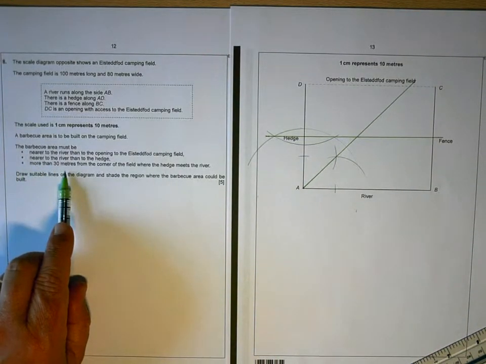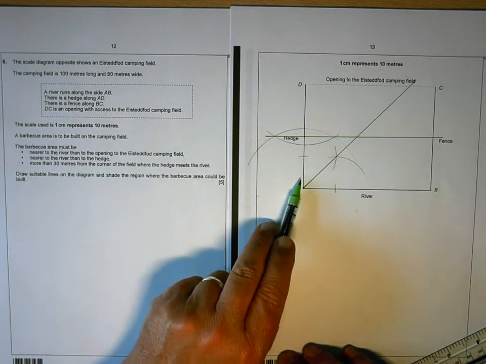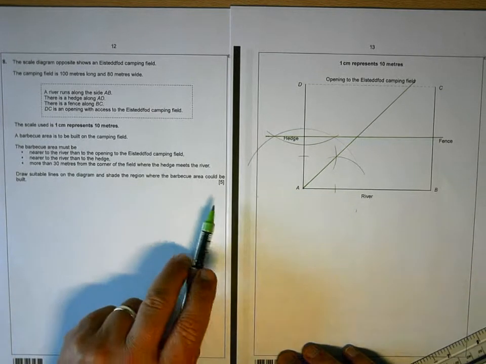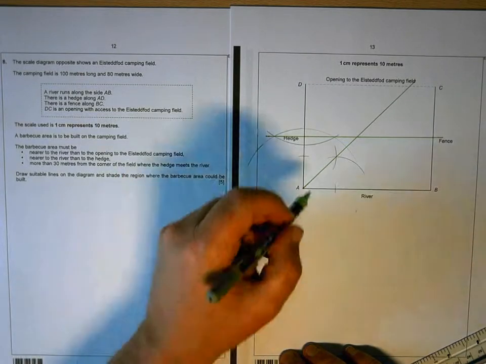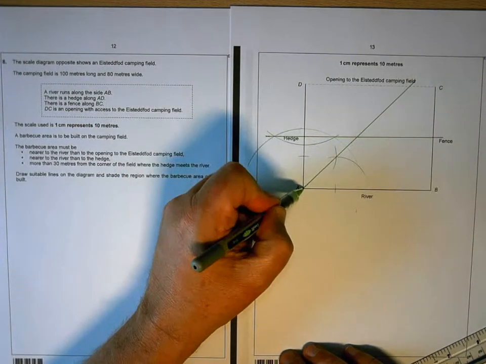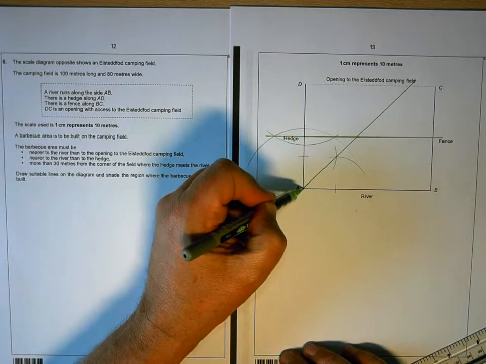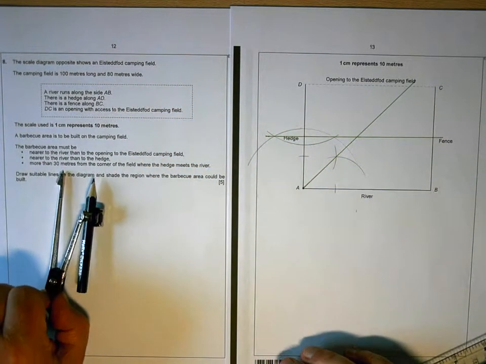And finally, more than 30 metres from the corner of the field where the hedge meets the river. So this is the corner of the field where the hedge meets the river. More than 30 metres from the corner of the field. So this is an equal distance from a point, which again is another construction. If you're equidistant from a point, you're going to be drawing a circle or part of a circle.